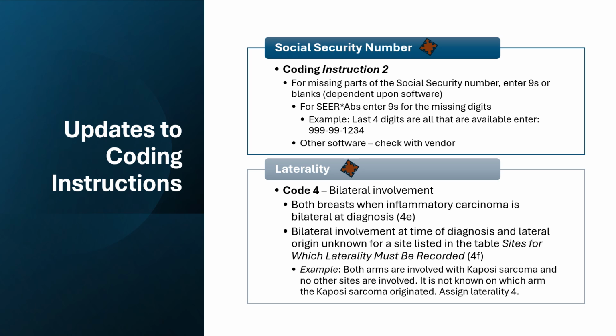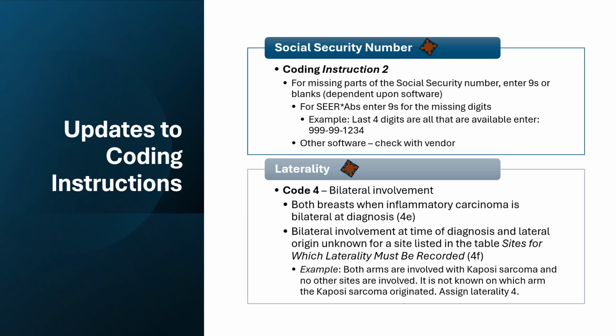For laterality, when it comes to coding bilateral involvement, which is code 4, this has been updated to include bilateral breast involvement with inflammatory carcinoma, and this is 4E. Also, there is a bilateral involvement of a paired site, and it is unknown which side it originated. Again, use code 4, and this is 4F. So both of these were added to coding as bilateral involvement for laterality, when both sides of a paired site are involved and you don't know which side it began on.